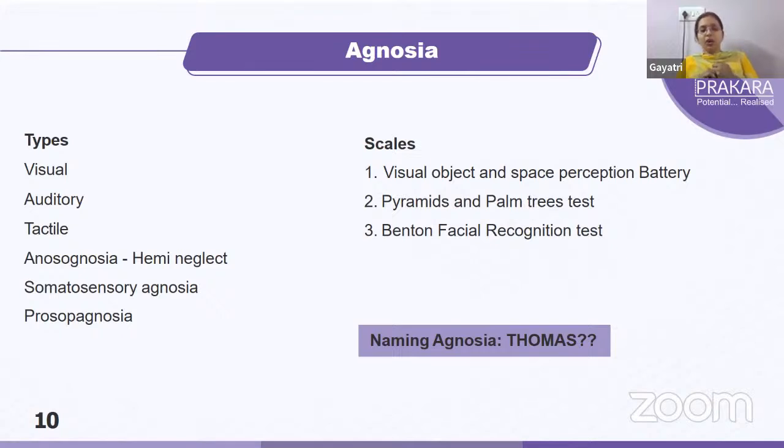Like Thomas. Thomas can only recognize his wife and his children. He cannot recognize his mother and father. Okay, so he has tactile agnosia a little bit.